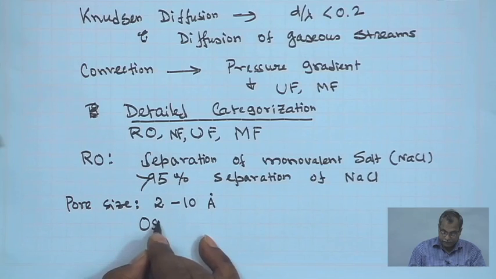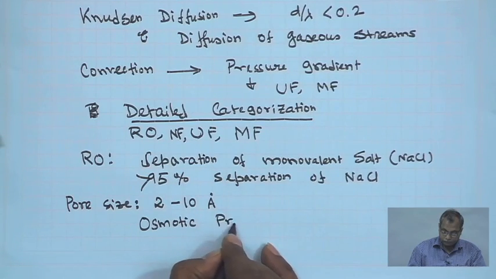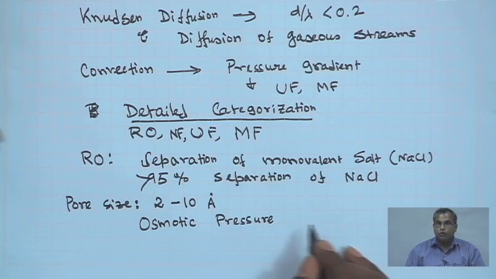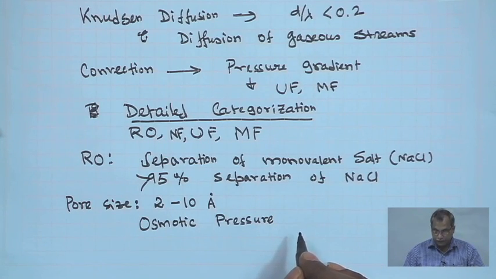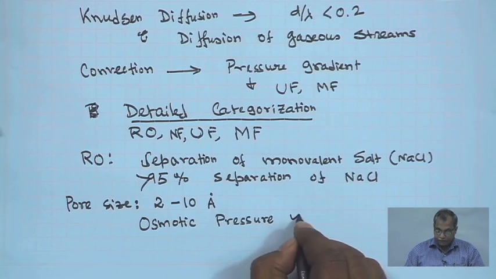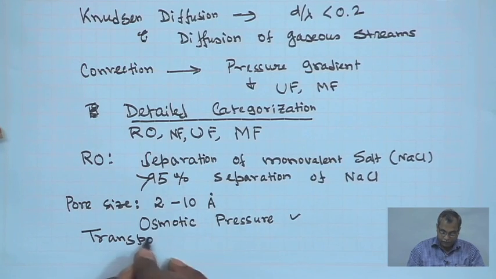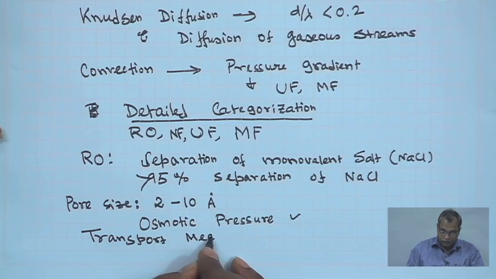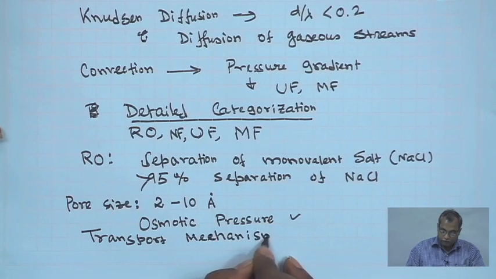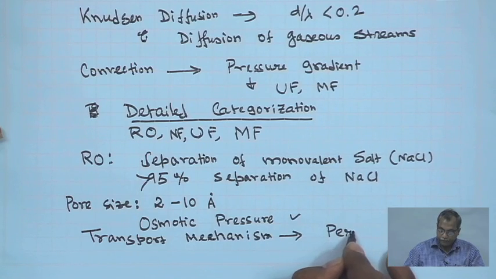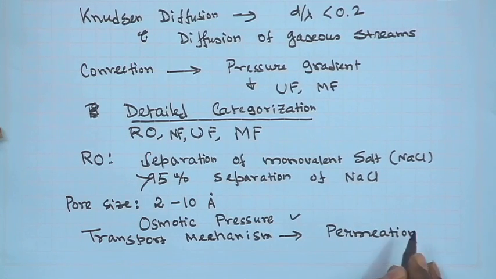Osmotic pressure plays a very important role. In case of reverse osmosis, we will come to the definition of osmotic pressure and other quantifications probably later on in this class itself, and then we will see why osmotic pressure is important in case of reverse osmosis. The transport mechanism is permeation, because we are talking of a very small pore sized membrane. It is a dense membrane; the reverse osmosis membrane is also called almost a non porous membrane.